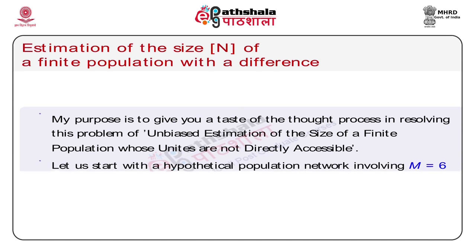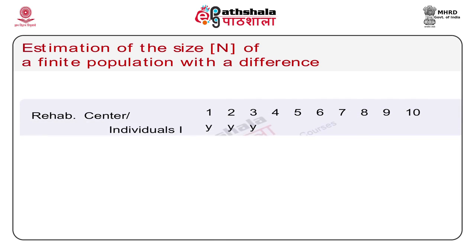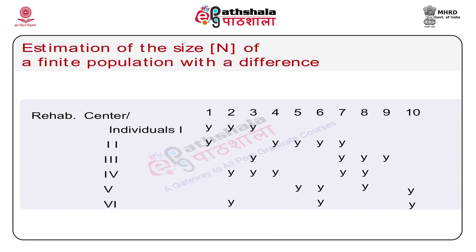So, for simplicity, let us start with a hypothetical population network involving capital M equal to 6 rehabilitation centers, as we thought, catering to the acute need of, for example, 10 highly drug addicted adults in a small neighborhood. So, this is my population of 6. As I go through them, I open the registers and I find that altogether they involved 10 highly drug addicted adults in the neighborhood. So, there is a population network there, and this is the network that we are looking into.